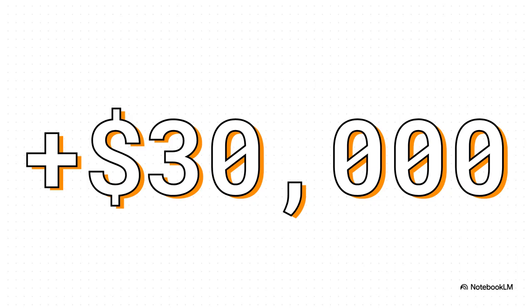But wait, remember, the equation has to balance. So what happens on the other side? And here's the magic. To keep that equation balanced, the other side also has to increase by $30,000. The company took out a loan, right? So its non-current liabilities go up by that exact same amount. Assets increase by $30K, liabilities increase by $30K, and the sheet stays perfectly, beautifully balanced.